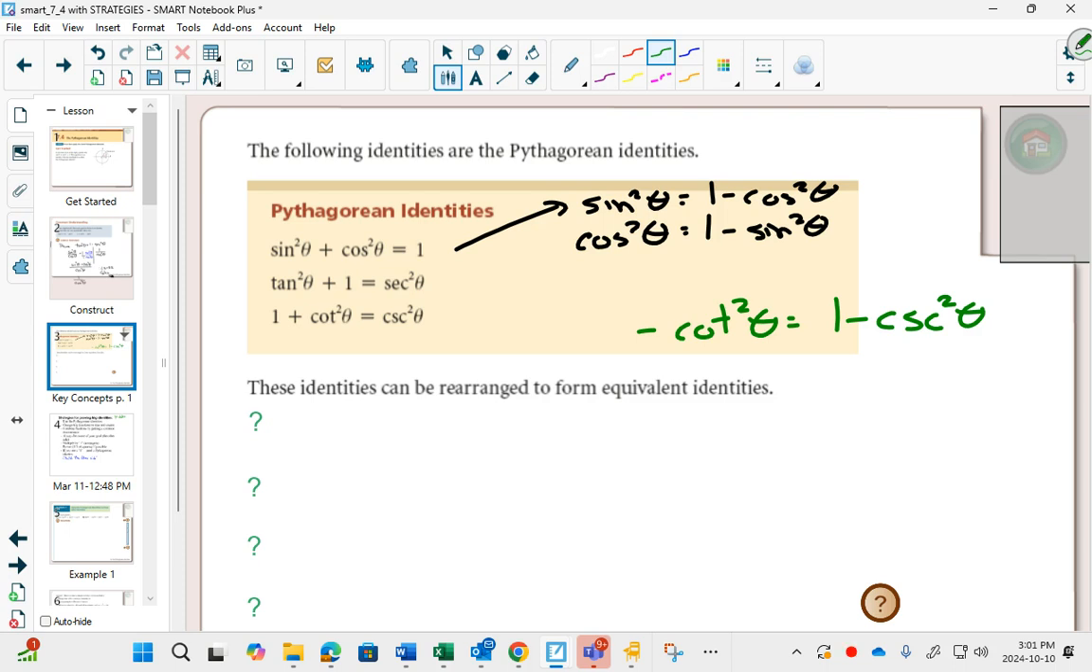Well, if I move this to this side, I'd have to subtract. And if I move this to this side, I'd have to subtract. So I would get negative cotangent squared by itself. And on this side, I'd have 1 minus cosecant squared. Okay? But you will lose marks for that because that's 2 mental math manipulations you did.